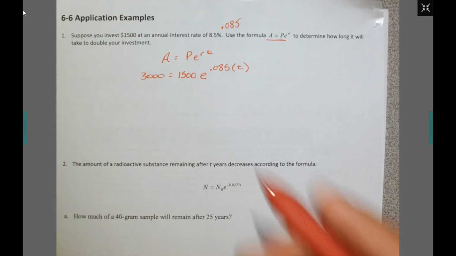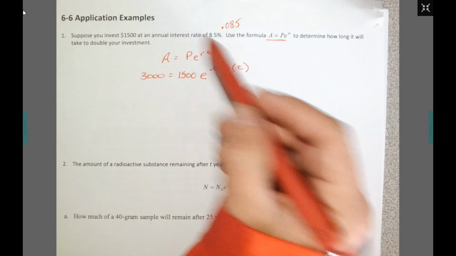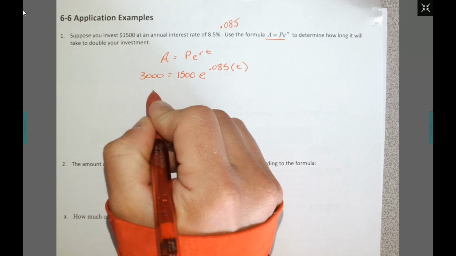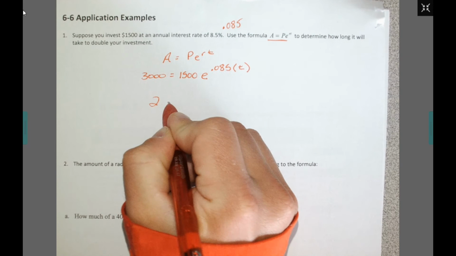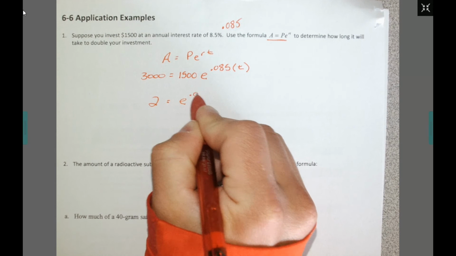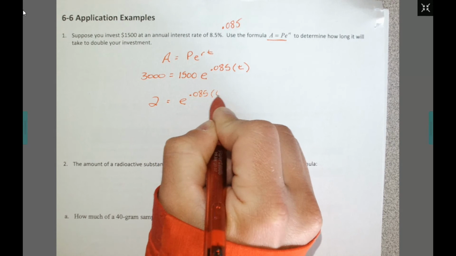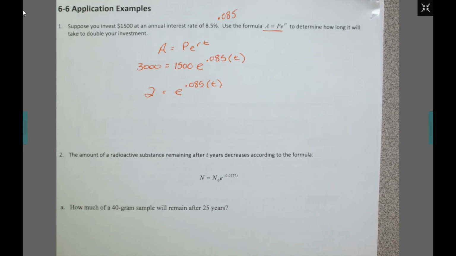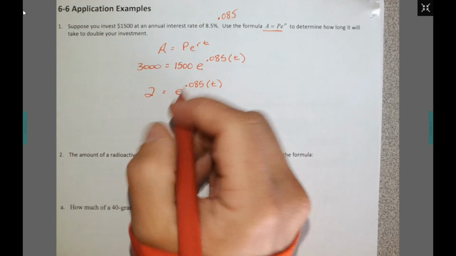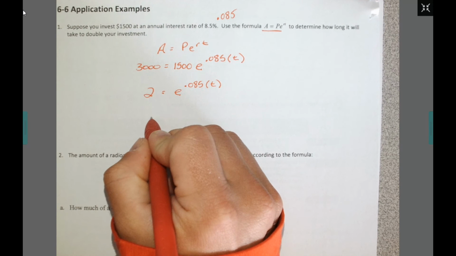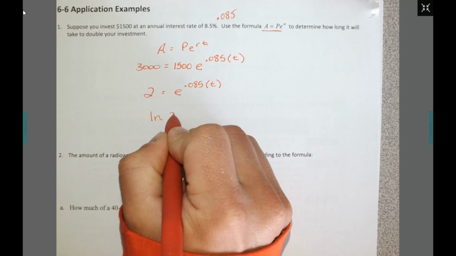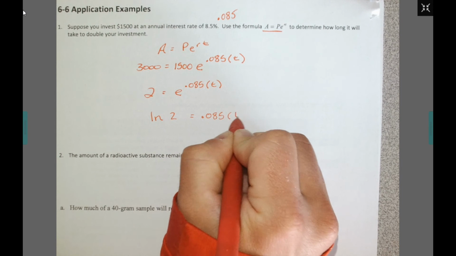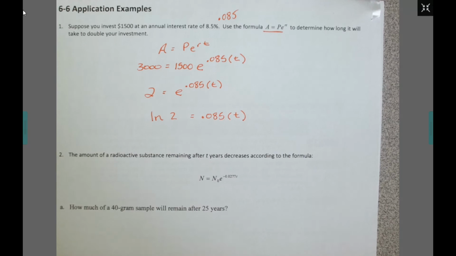So just like we did in the other problems for 6, you've got to get the power by itself. So you're going to divide each side by 1,500. It's going to give me 2 equaling e to the 0.085t. At this point, there's nothing outside the power, so we're going to switch forms. Switching forms, it's going to turn into the natural log of 2 equaling 0.085t. And then it's all calculator driven.